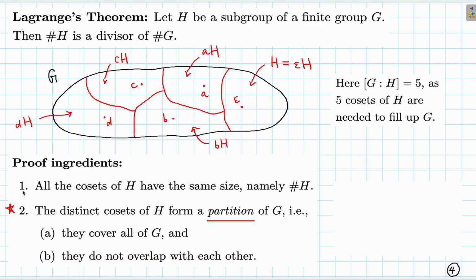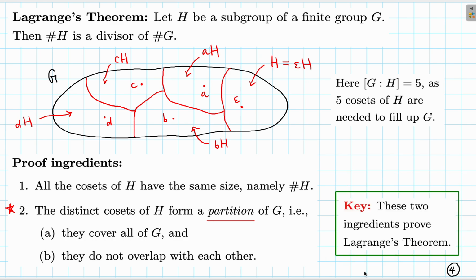And if we have those two proof ingredients, that all those cosets have the same size and they form a partition of G, then we can conclude that those two ingredients do in fact prove Lagrange's theorem. And so see if you can make sense of that from an intuitive perspective. And then in the chapter 20 reading, there is a more detailed explanation of why those two proof ingredients do end up proving Lagrange's theorem.